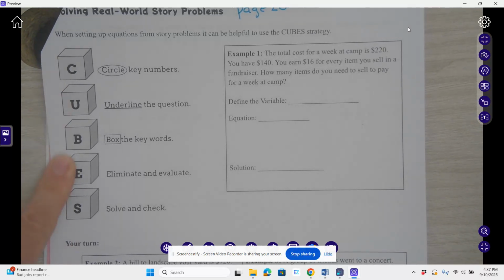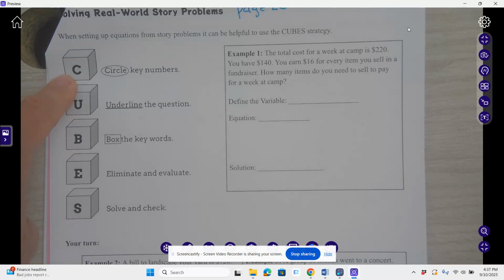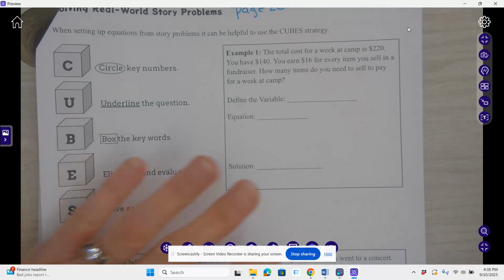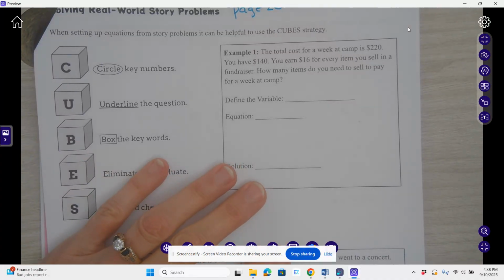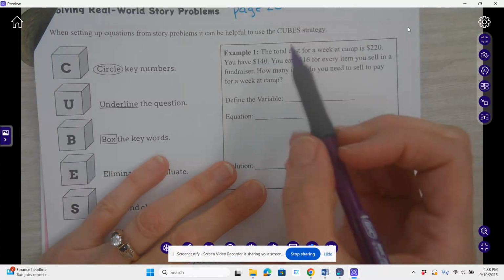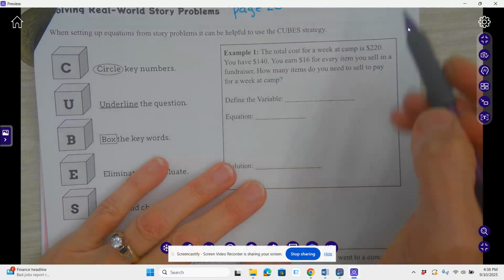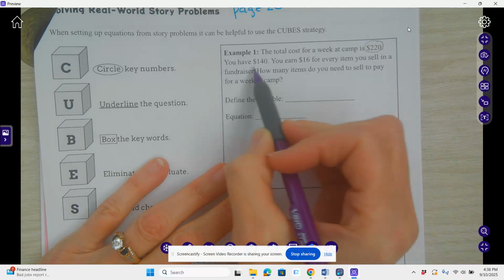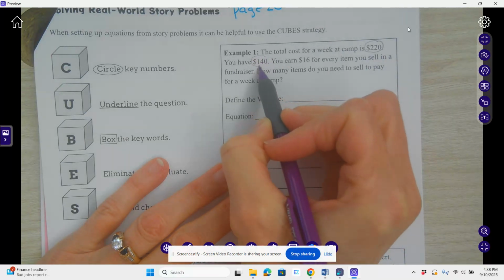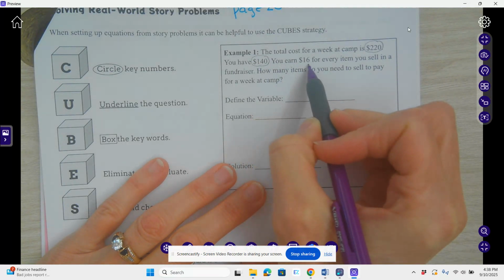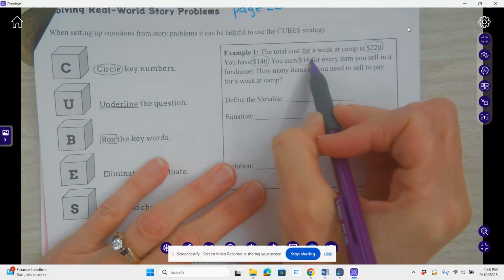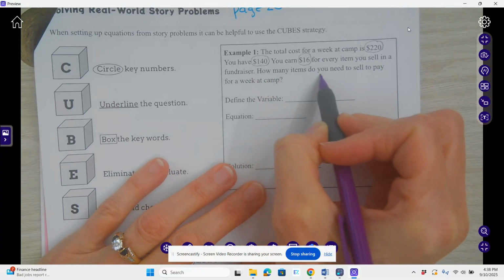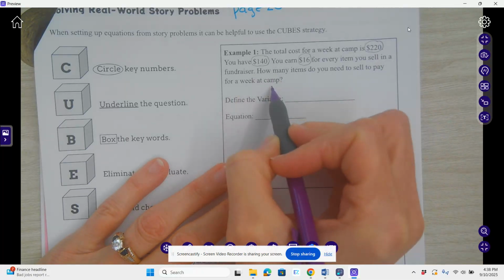So the acronym here is CUBES. And the C stands for Circle Key Numbers. So let's read this, and as we're reading, we will circle key numbers. It says the total cost for a week at camp is $220. I'm going to circle that. You have $140. Circle that. You earn $16 for every item you sell in a fundraiser. How many items do you need to sell to pay for a week of camp?